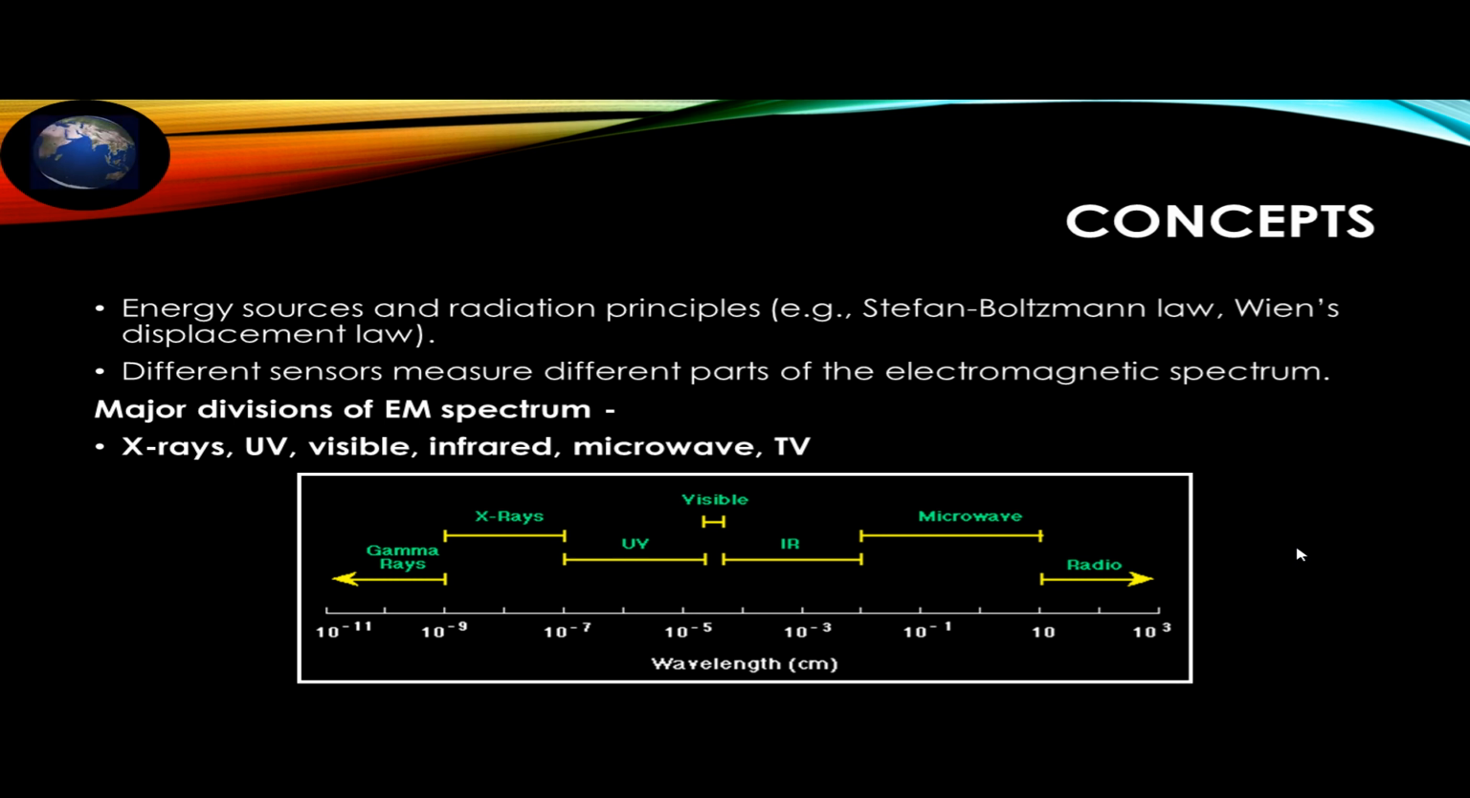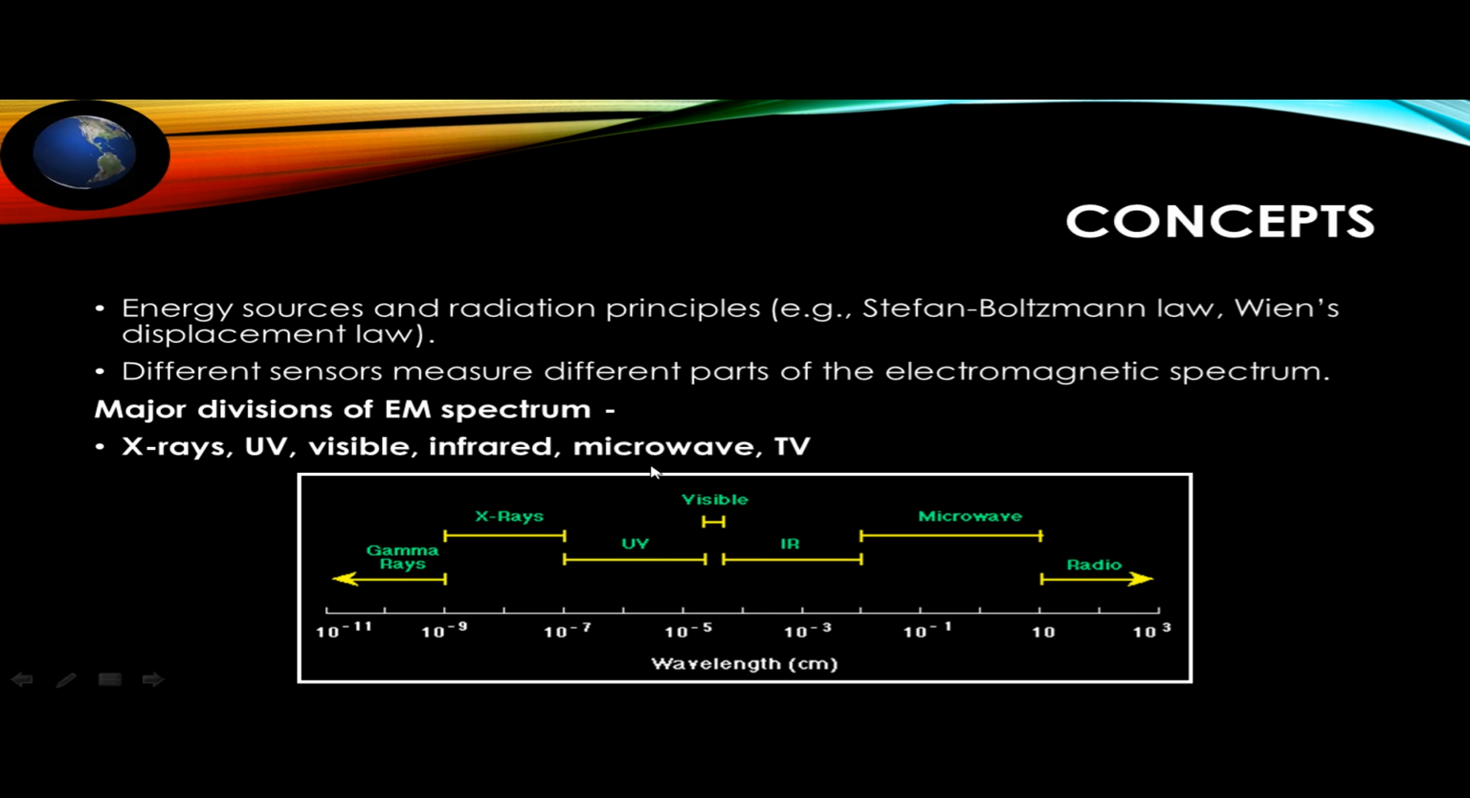The different sensors measure different parts of the electromagnetic spectrum. So we have some divisions of the electromagnetic spectrum. What are those? X-ray, UV (ultraviolet), visible range, infrared, microwave, and TV, which means radio waves. So this is the general division of the electromagnetic spectrum.